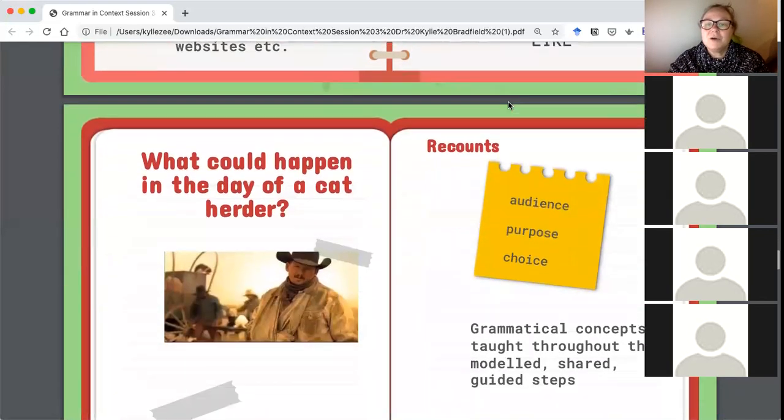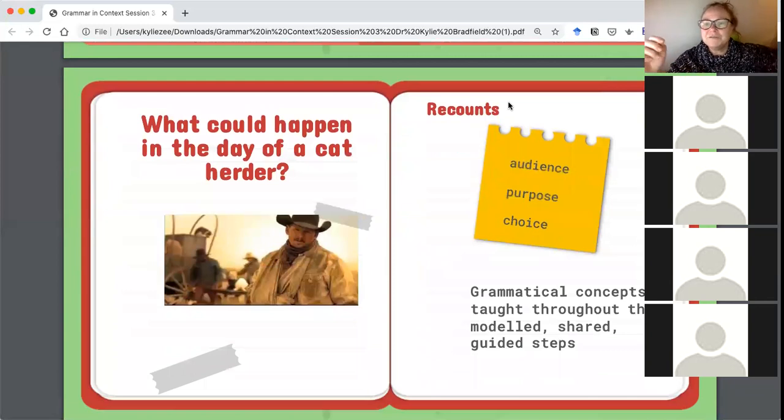So then I get them onto the purpose. The purpose here is for us to write an imaginative recount about what it would be like to be a cat herder for the day. So we talk about recounts here. We learn about the generic structure, and here I begin bringing in elements of the grammar, about the tense and the cohesive ties, and the adjectives, if that's what I want to do.